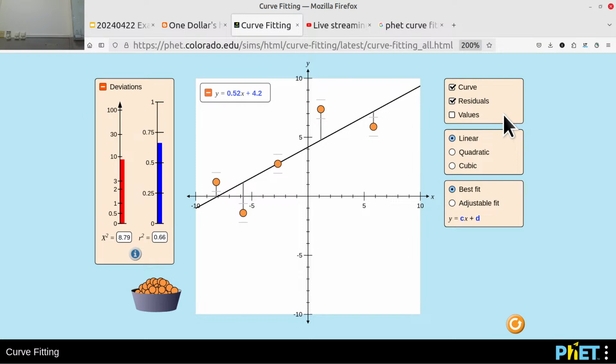Again, if you place 5 points, 5 balls on the graph, click curve, click residual. Okay, what is a residual? I'll explain it later. You can see, uncheck it, check it, uncheck it, check it. Okay, you can see that is a vertical distance to the line. This distance is called residuals.